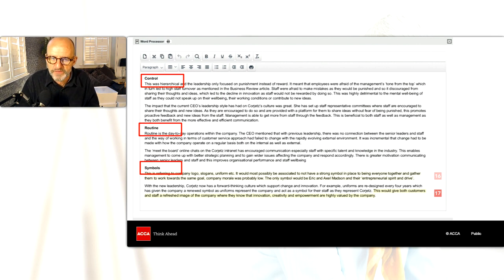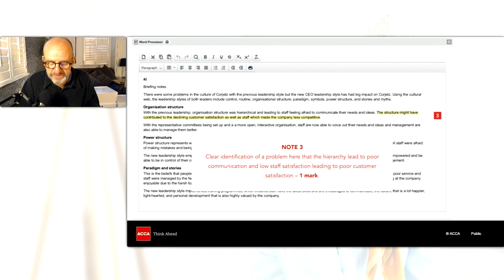comments. So those of you who've been through this will see when a point is made, a note comes up. And here it says, well, we gave a mark here because there was clear identification of a problem, that the hierarchy leads to poor communication. So what? Well, having a hierarchy leads to poor communication. And what's the consequence of that? Well, the consequence of that is low satisfaction and poor customer satisfaction. So a so what and a why perfectly demonstrated in the points. So please do not miss out on reading all these points, at your peril. They're great resources for you to use.